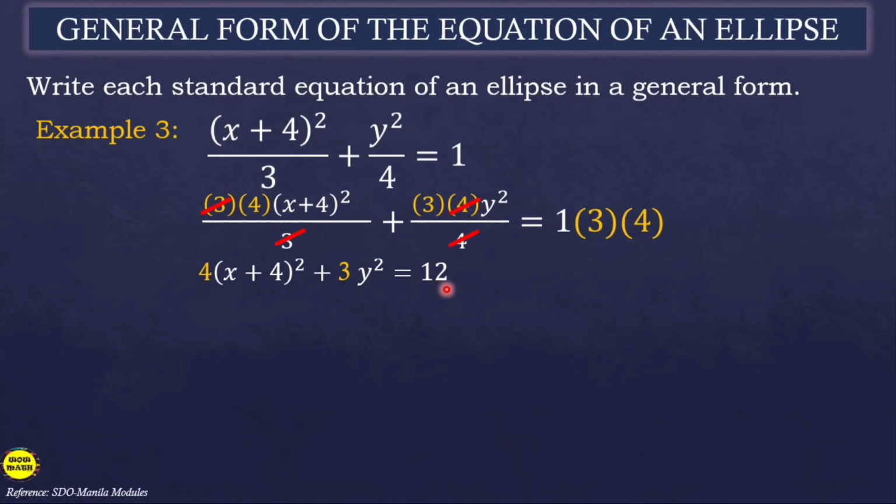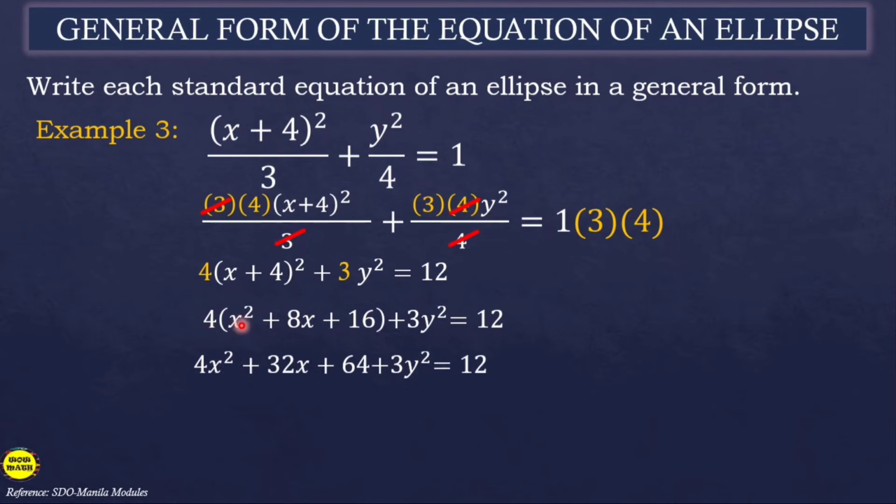Okay, 12 ito plus. And then, expand natin yung x plus 4 squared. So, x times x, that is x squared. X times 4, that is 4x times 2, 8x. And then 4 times 4, the answer is 16. Then copy 3y squared is equal to 12. So mumultiply muna natin si 4 dito. So 4 times x squared, that is 4x squared. 4 times 8x, that is 32x. 4 times 16, that is 64, plus 3y squared is equal to 12.